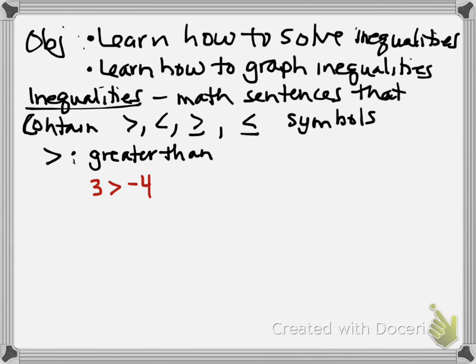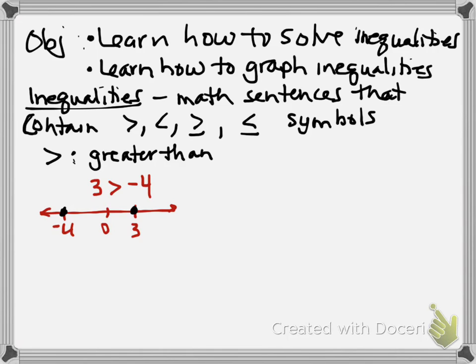And again, what you're looking for is on a number line, if here's -4, here's 0, here's 3. If I graph 3 and I graph -4, 3 is farther to the right. The farther to the right you are, the greater you are. So that's why we can use that symbol, greater than.